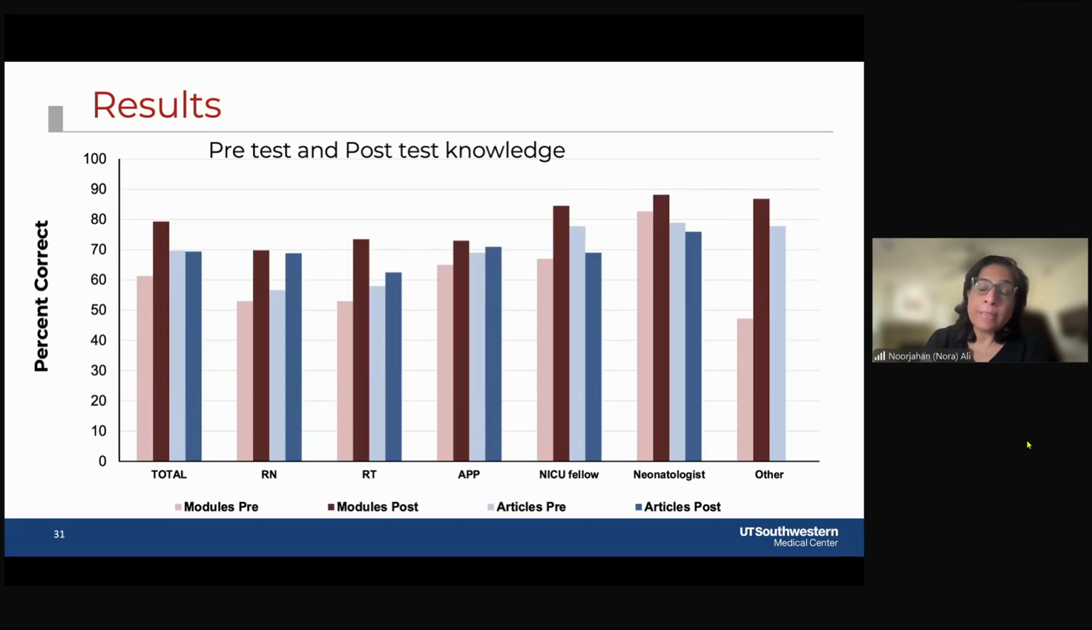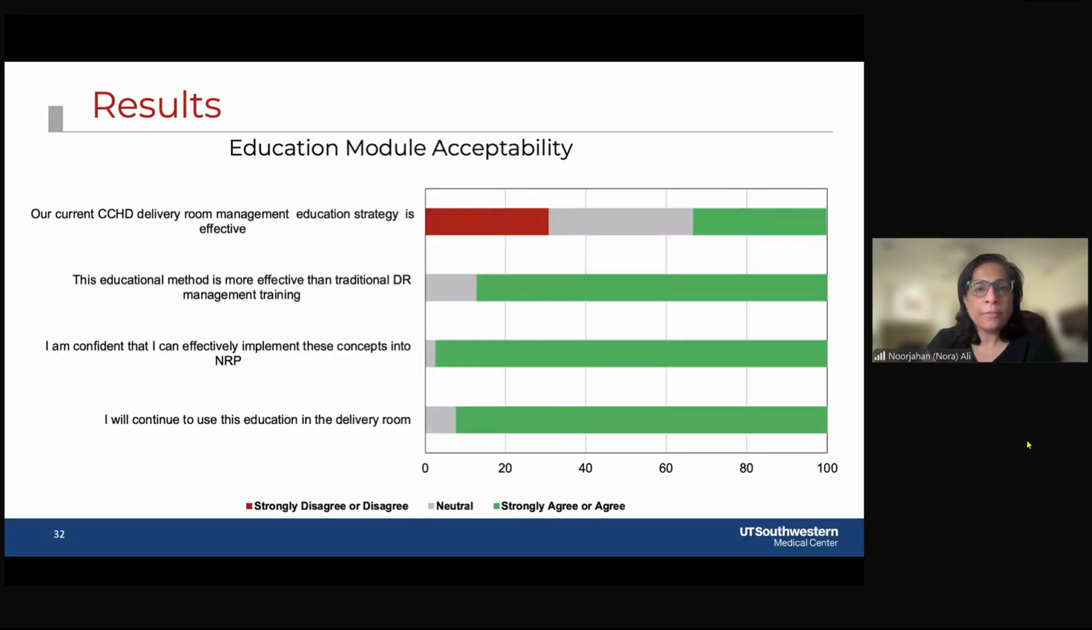So that made us happy. To us, that showed that one of our objectives, making sure our modules were effective and user-friendly for all disciplines, did somewhat prove out. Now, even though we didn't find the difference we were looking for, we were kind of bummed about it. But what really made us feel better, what was really exciting about our study, was the acceptability part.